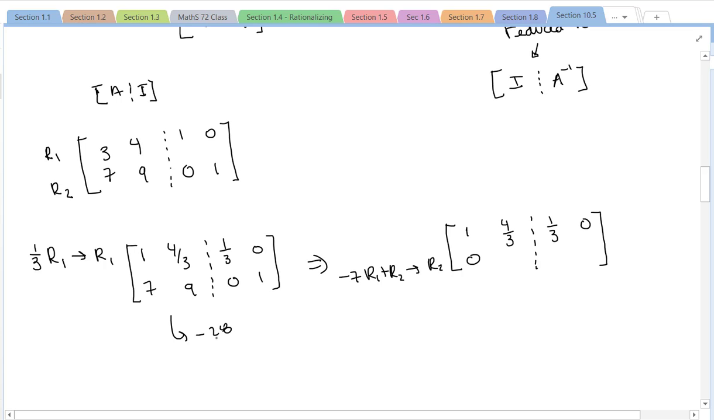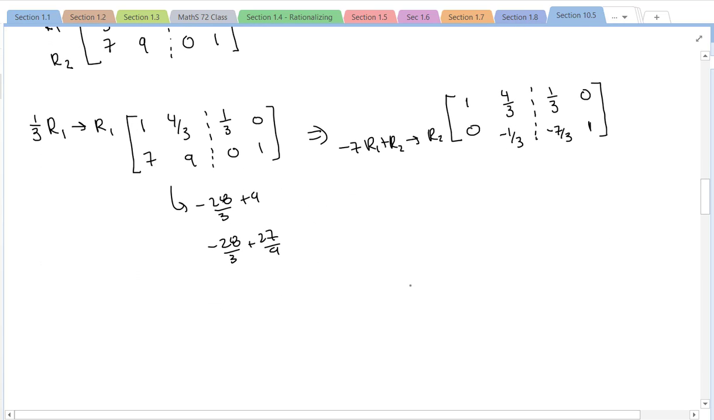So -28/3 plus 9 is -28/3 plus 27/3, which gives me -1/3. And then -7 times 1/3 is -7/3 plus 0, so I'm going to have -7/3. And -7 times 0 is 0 plus 1 stays 1. All right, so I have a 1 and a 0. Let's move on. The first row is going to stay the same.